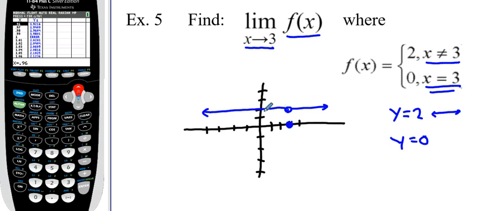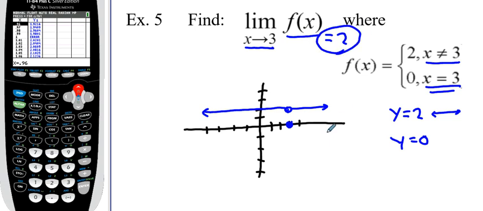Well, y is just staying. y is equal to 2 for all these points here. You can be infinitely close to the x value 3, and y is still equal to 2. So this answer, this limit, is equal to 2. And we have to think differently.